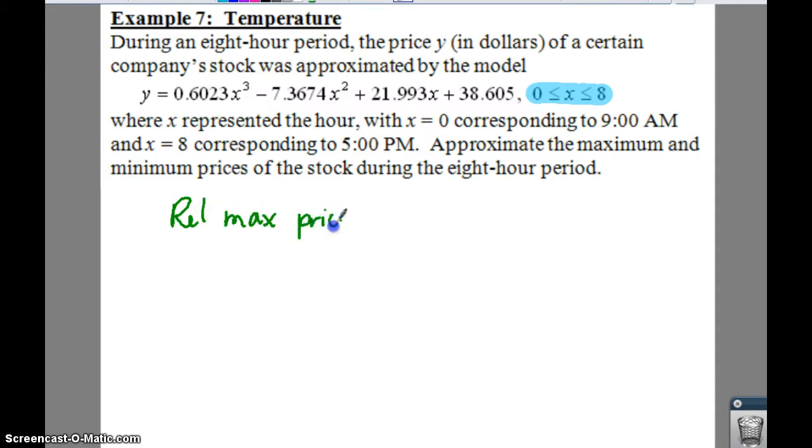So if we talk about our relative max price, that's going to be $57.94.